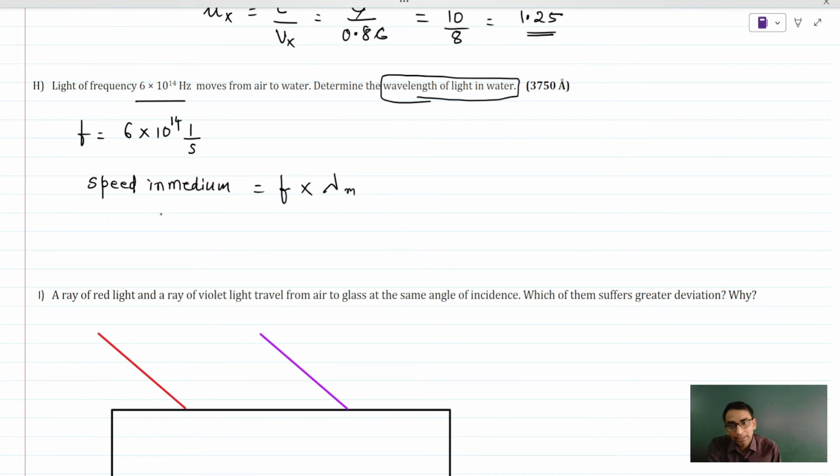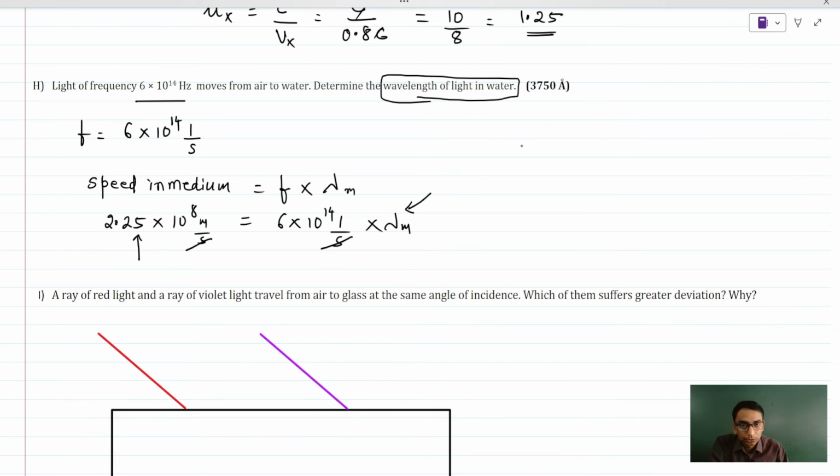So the speed of light in the medium, that is the water, is 2.25 into 10 raised to 8 meters per second. Frequency of the light is independent of the medium, so it remains the same in all the mediums or the vacuum. 6 into 10 raised to 14 per second times the wavelength in the medium, that is water. So I just want to make a point over here. This is the wavelength in water. So here you must put the speed of light in water. Do not use the speed of light in air over there, right?